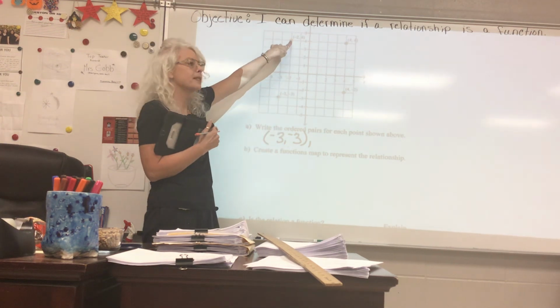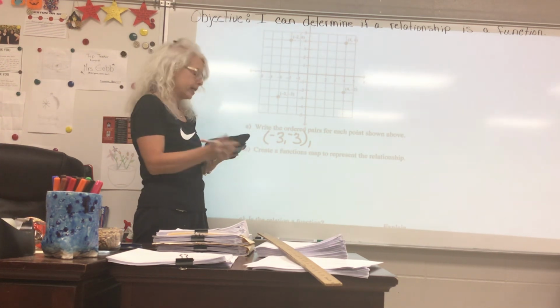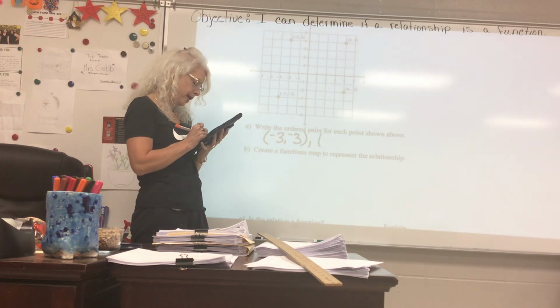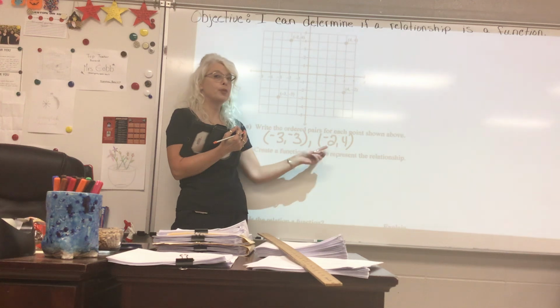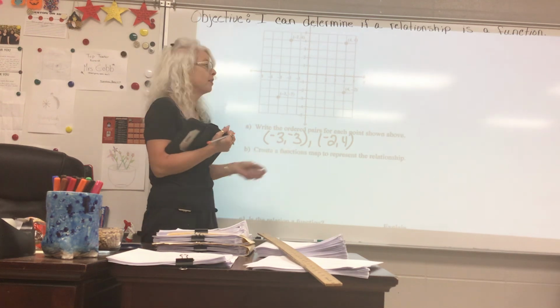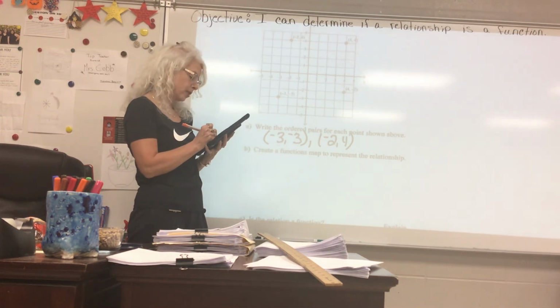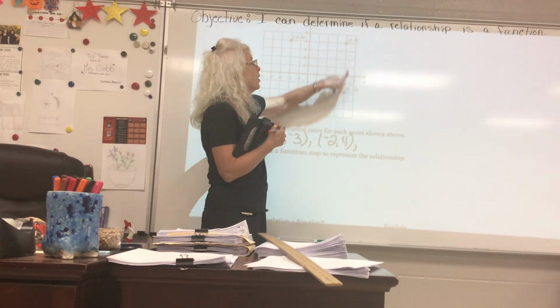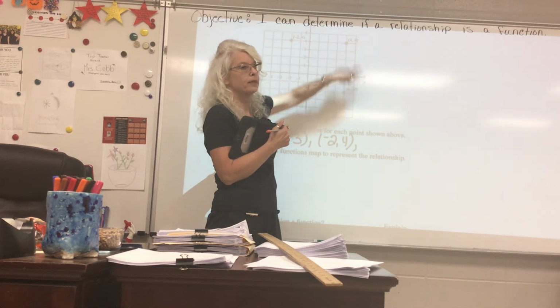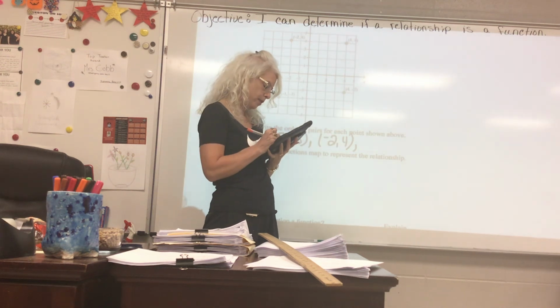What is the ordered pair for this point? Negative 2, 4. Make sure you have them inside of parentheses. And guys, make sure you put a comma in between your numbers. You should know that in 8th grade. And put a parenthesis or comma. Sorry. What is the ordered pair for this point? Positive 4, 4.